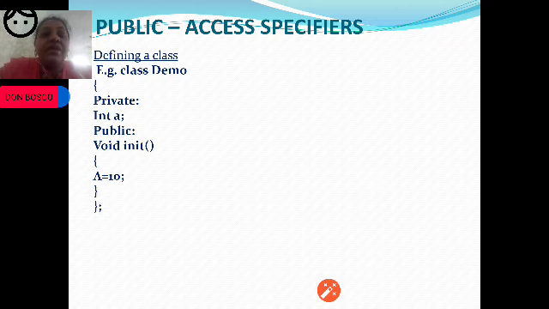So here we can see class demo, we have private, and the data member is declared under the private section, that is a, and then we have public. In public we are defining void init, which will initialize a to 10, and then we close the class definition. Then we create main. First we create the object, and then we call the init function to execute. As you can see, in the class demo we have one private member and one public init function.